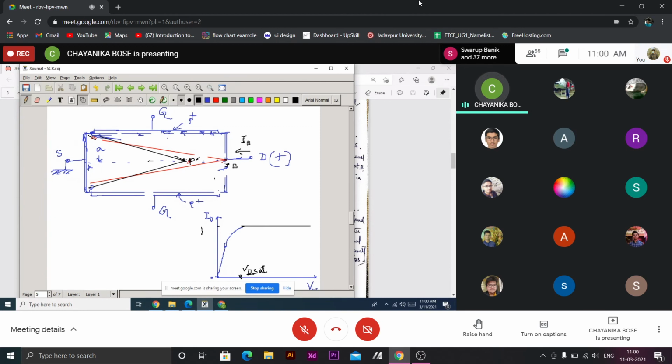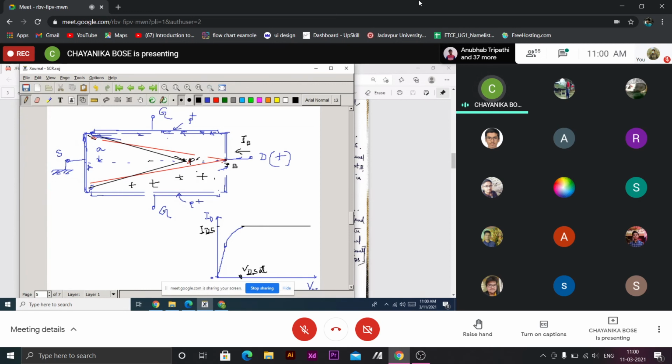The point I want to make is that apparently it will appear that the channel does not exist beyond the pinch point. So there should be no current. Current flow should stop. But current flows because this entire region beyond this P dash region, the depletion region and ionized donors are exposed here. Space charge is there. Okay.